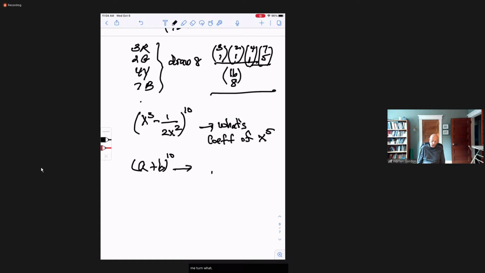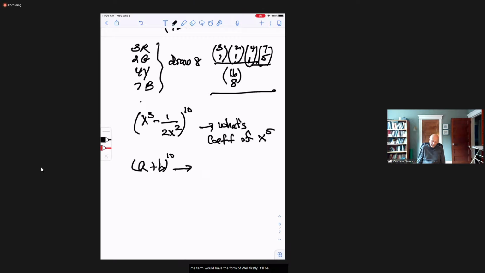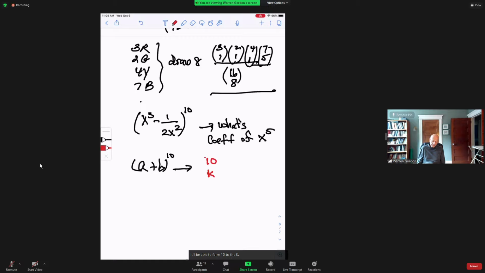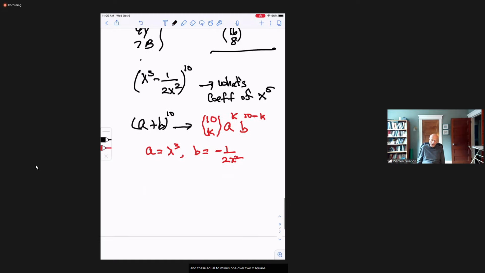Any term in this expansion will have the form 10 choose k, a to the k, b to the 10 minus k, where a in this problem is equal to x cubed, and b is equal to minus 1 over 2x squared. And now we have to find out what k is in order to compute the coefficient.